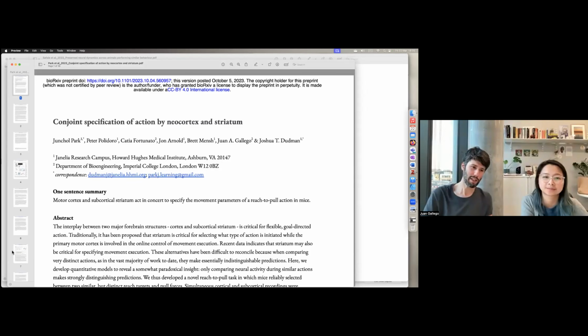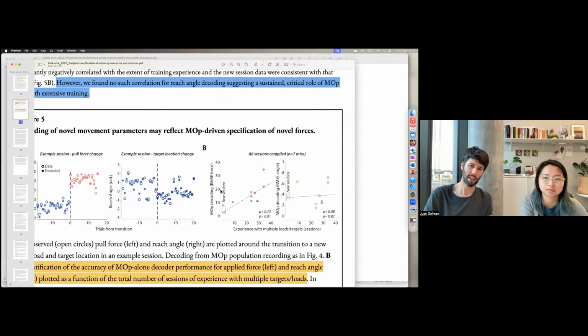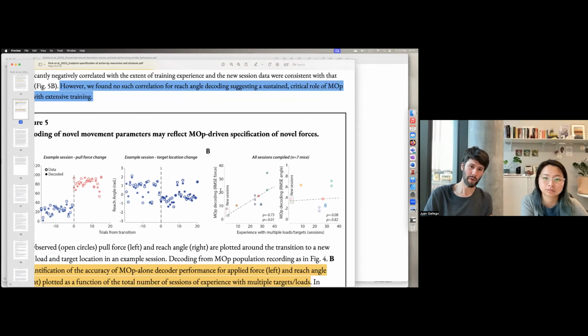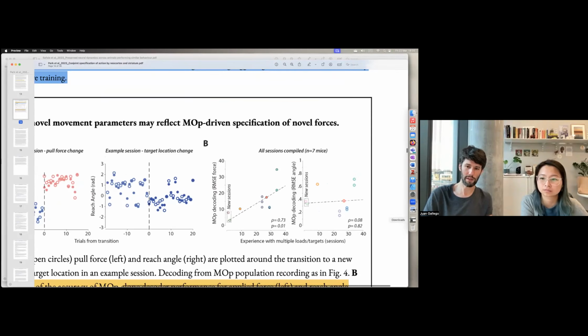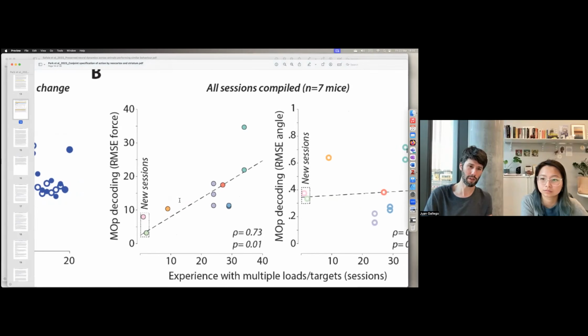Right. But the nice difference that I want to flag in this paper, since you are talking about why striatum and motor cortex are different, is that if you look at this very final figure in the paper, you have all the mice here, two of which are not in the paper. If you focus on the panel on the left, what you have on the x-axis is the number of days that these mice have practiced, and on the y-axis you have how well Junchon could decode the force that the mouse was exerting on the joystick.